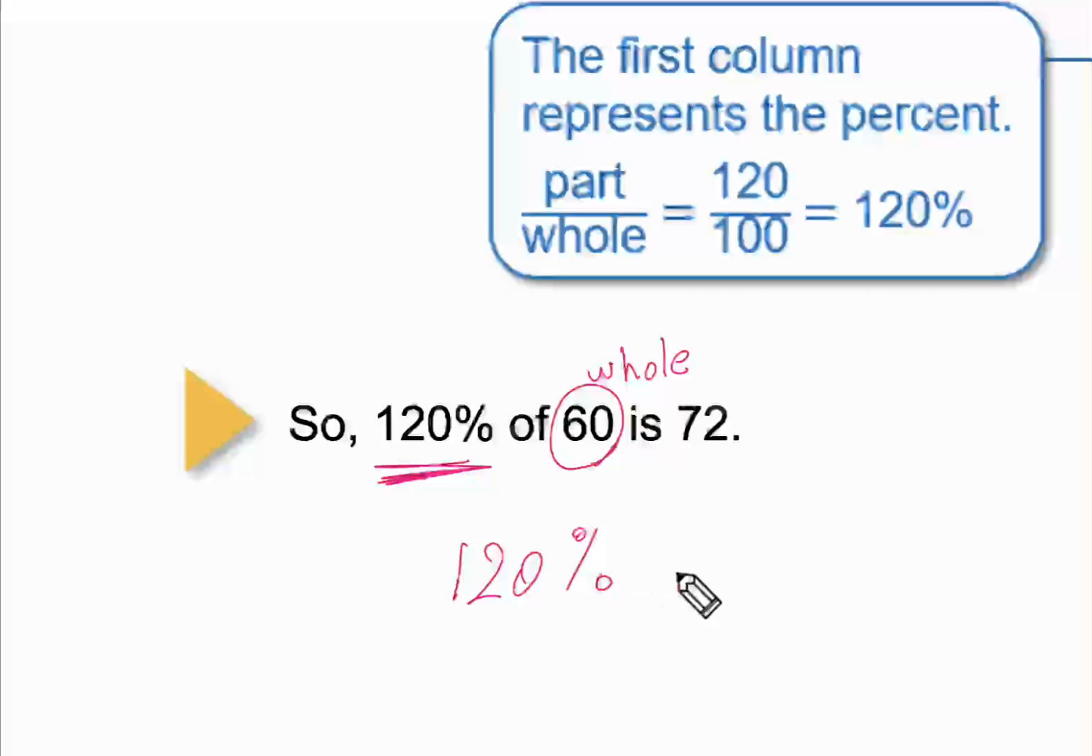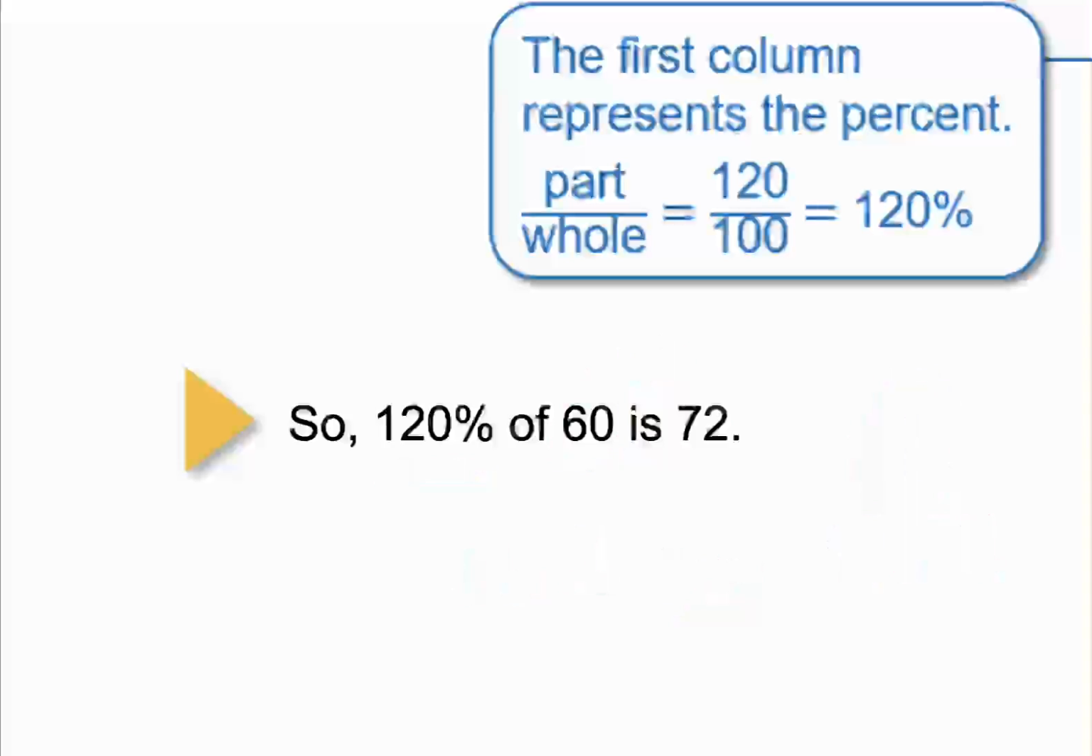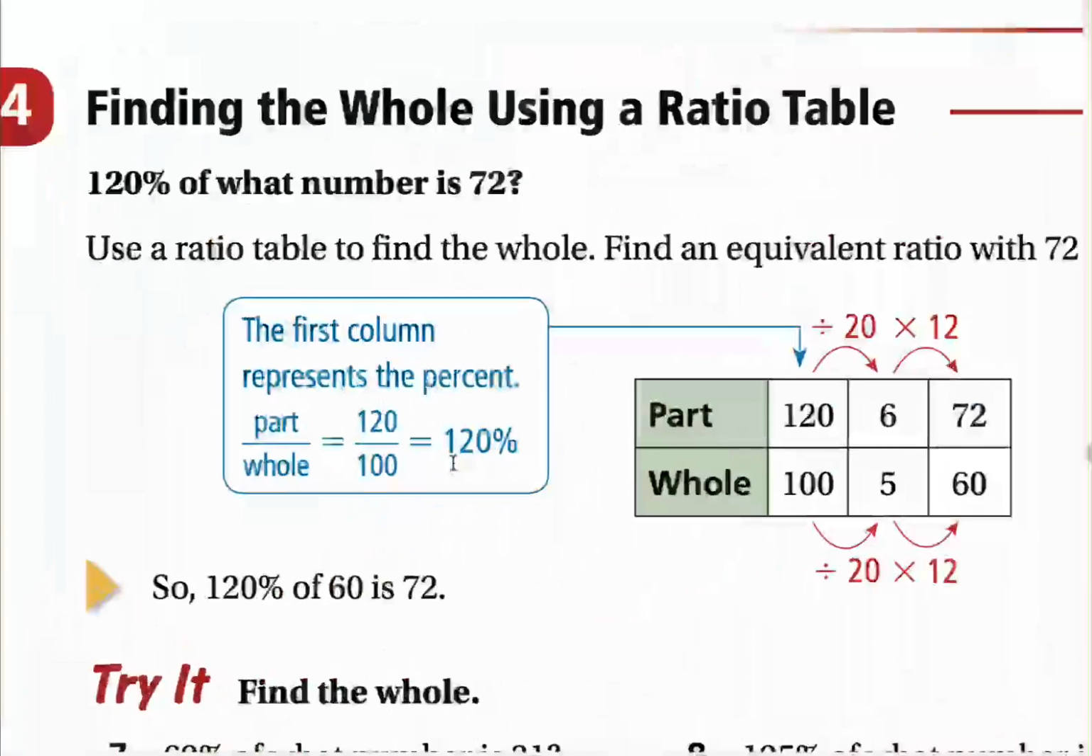120% is greater than 100%, which is a whole one. So that's why the part is greater than the whole. Because the percent is greater than the whole one. Any problems? No. Okay, now it's your turn.